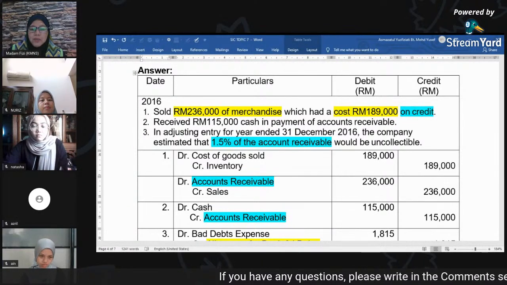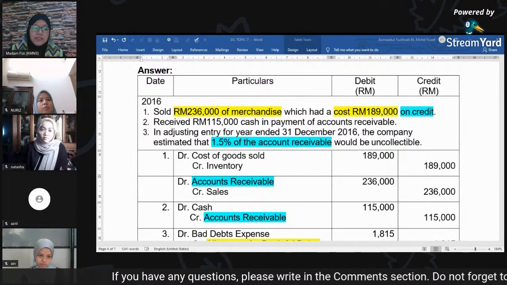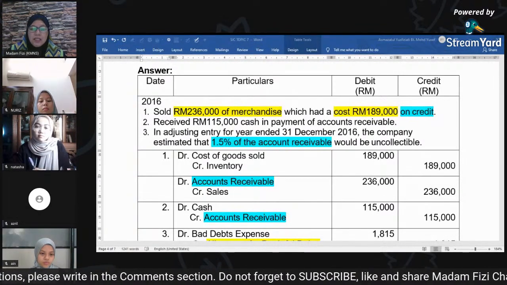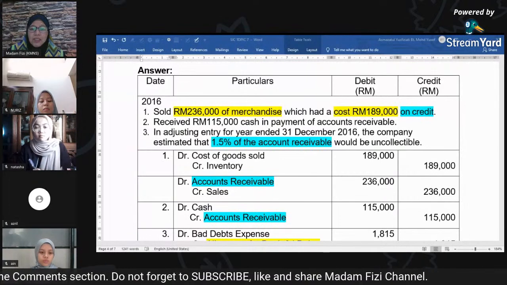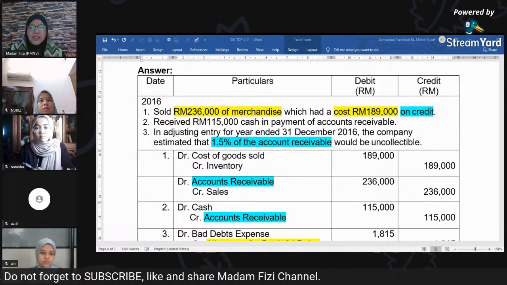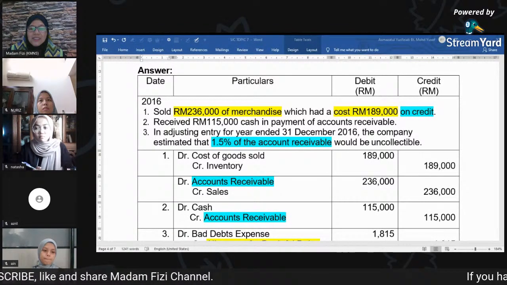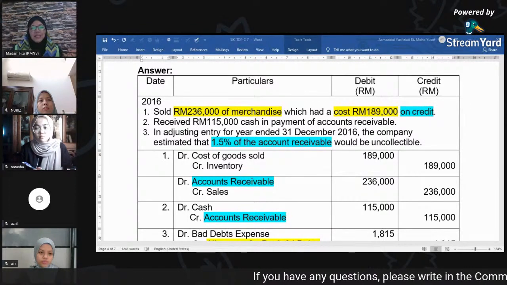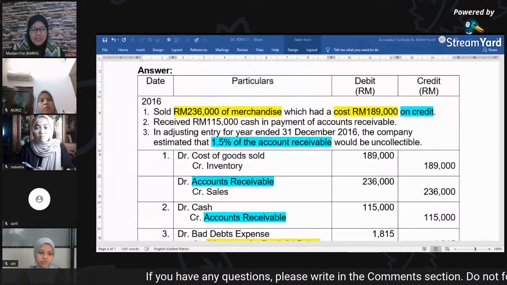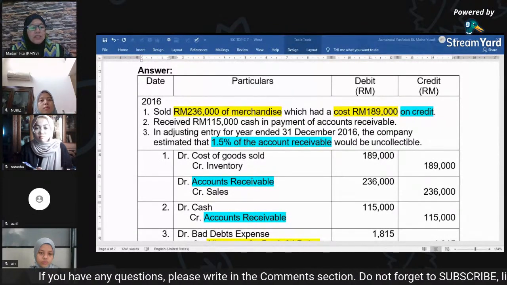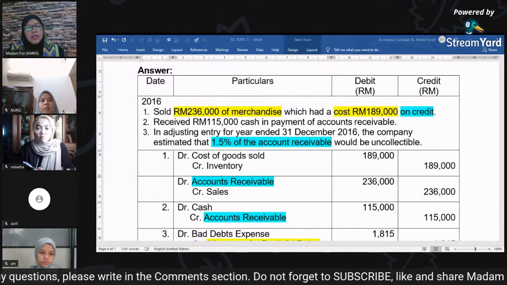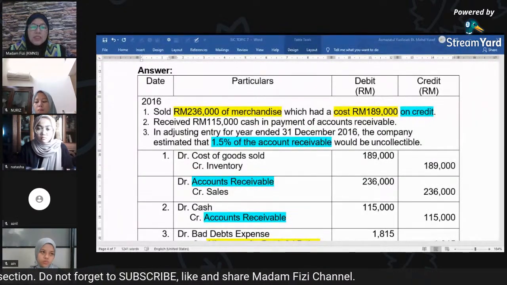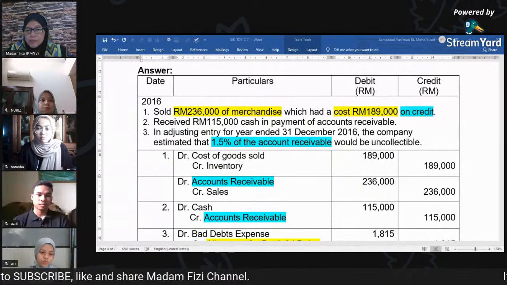Ini pun sebenarnya baru kan? Normally kita buat sales saja. Bila sales credit tu kita buat sales saja. Tapi soalan tahun ni ada pula cost. Okay, harap tak adalah berita-berita tergempar macam ni dalam PSPM kali ni. So if there is the same question, ada sales, ada cost, so you have to make 2 journals. Okay, boleh Nuris?